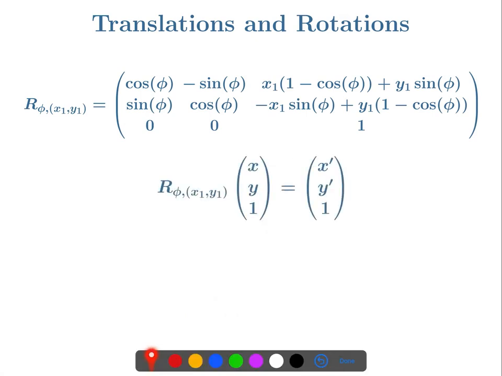So again, what we're interested in showing is that when I take this matrix that I have up here and multiply by (x, y, 1), we get (x', y', 1), where x' and y' are the results of a rotation of (x, y) about the point (x1, y1) by an angle of phi. But again, in order to do this, we need to know what's going on with x' and y'. What are x' and y' here? What is the result of this rotation?